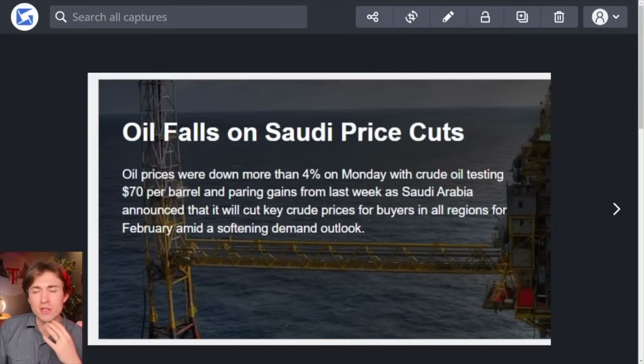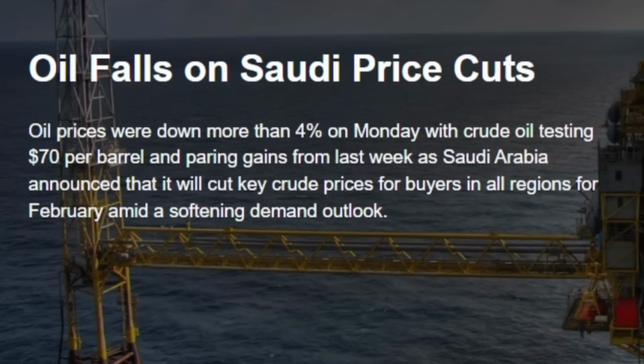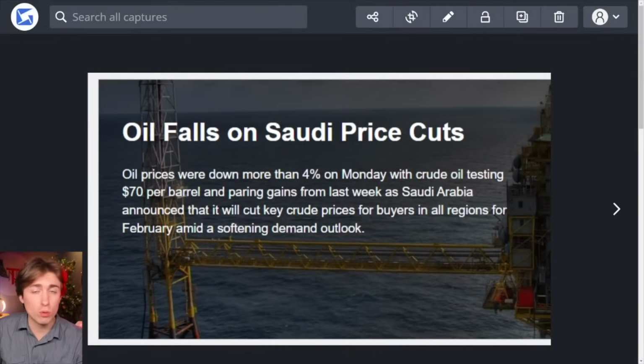So oil falls on the Saudi price cuts that are coming out. Oil prices were down more than 4%, with crude oil testing $70 per barrel and paring gains from last week, as Saudi Arabia announced that it will cut key crude prices for buyers in all regions for February amid a softening demand outlook. So basically they're quoting demand outlook. Let's have a look at the price action that's following.